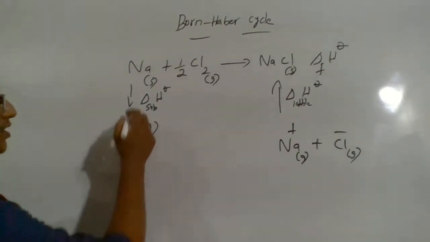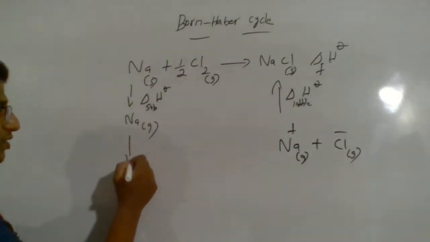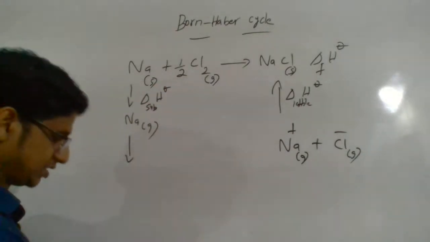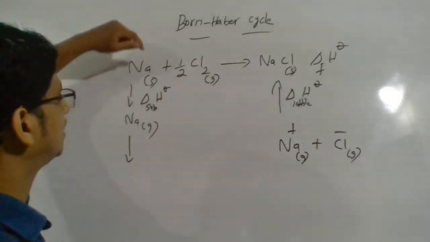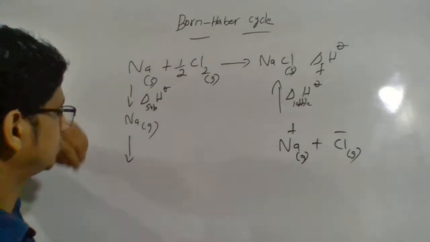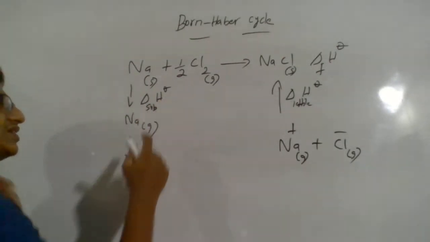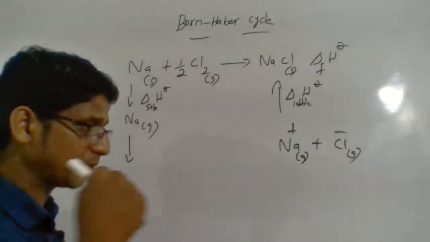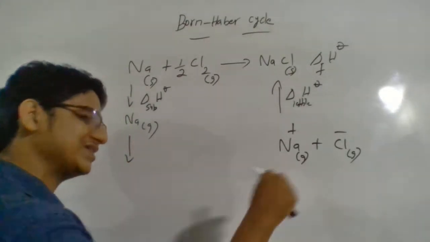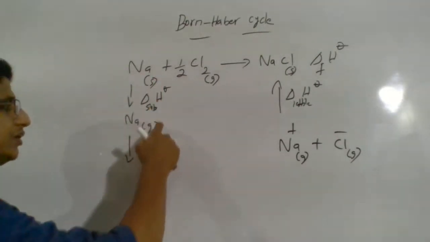Now we converted sodium solid into sodium gas. Remember, we have to provide energy for converting sodium metal into sodium gas. You have to supply energy. That means delta H sublimation should have a positive value, because we are providing energy to convert solid into gas.